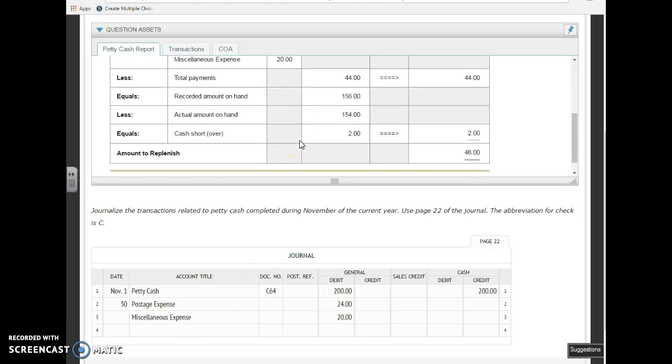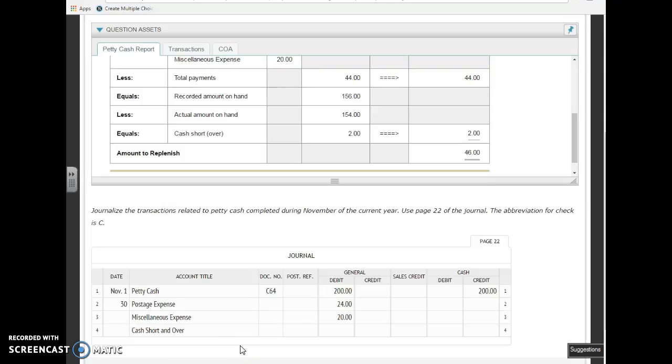Now we look through to see if we have any other expenses, and the other expense that we have is cash short and over, which is our new expense account. And we have an expense of $2. Cash short and over is just one account. It's not cash short and cash over. It's just one single account.